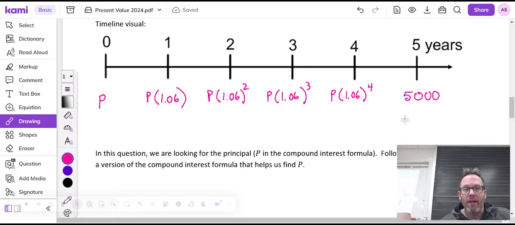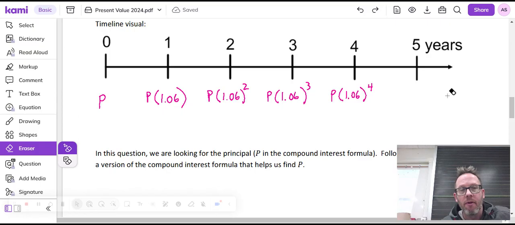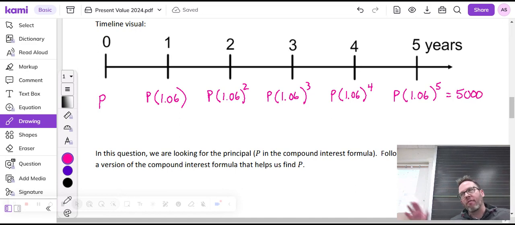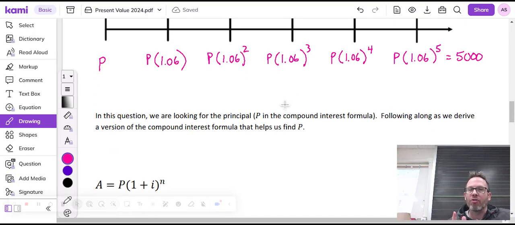And then finally, after 5 years, I might just rejig this. After 5 years, we have that principal times 1.06 to the power of 5 has to be equal to $5,000. So it's still the same structure, kind of the same formula that we've been using, except this time we're given the A and we have to find the P. So I'm going to show you guys how we can derive a formula that gives us that.